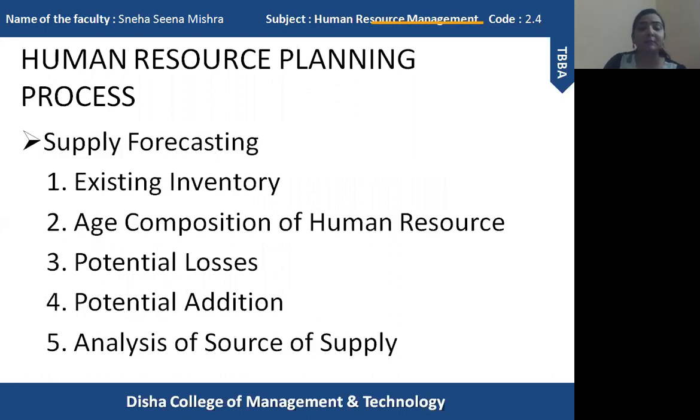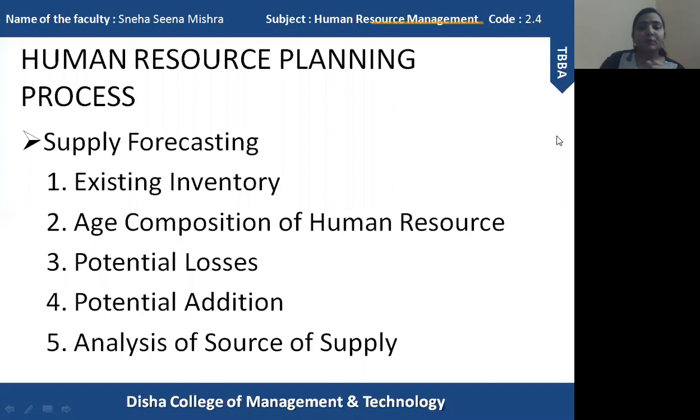Now the third point here is supply forecasting. In the previous point we have forecasted regarding the demand. Now we have to forecast regarding the supply, whether the required number of people that we demand are actually available or not, and at what time and from what source they can be available.